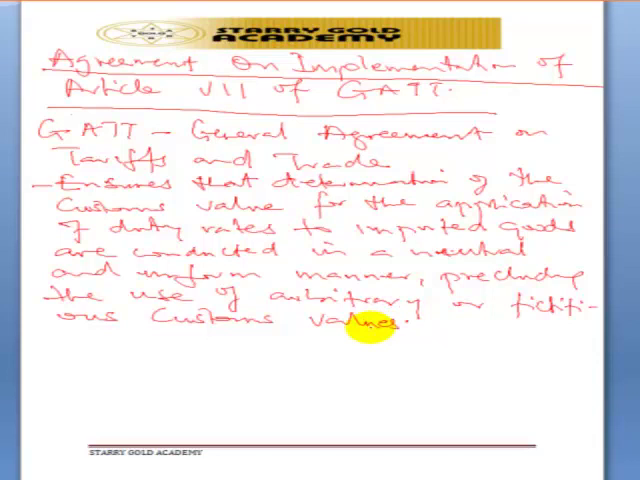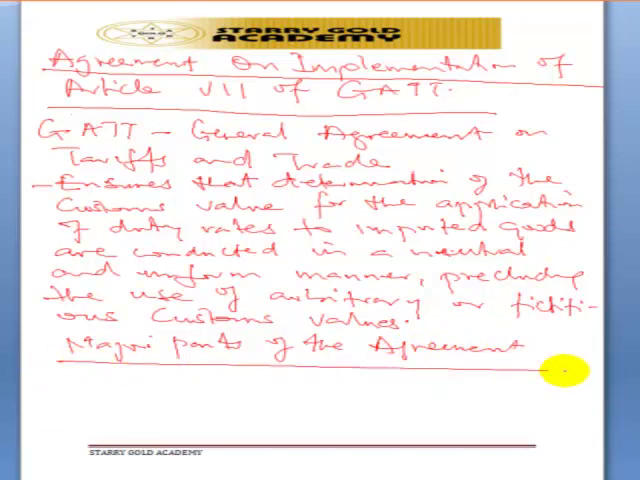The agreement has 4 major parts. Part 1 sets out substantive rules of customs valuation.